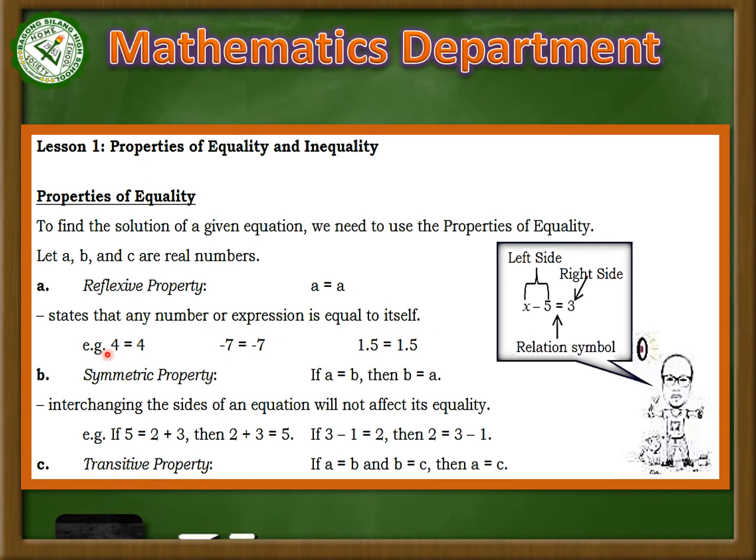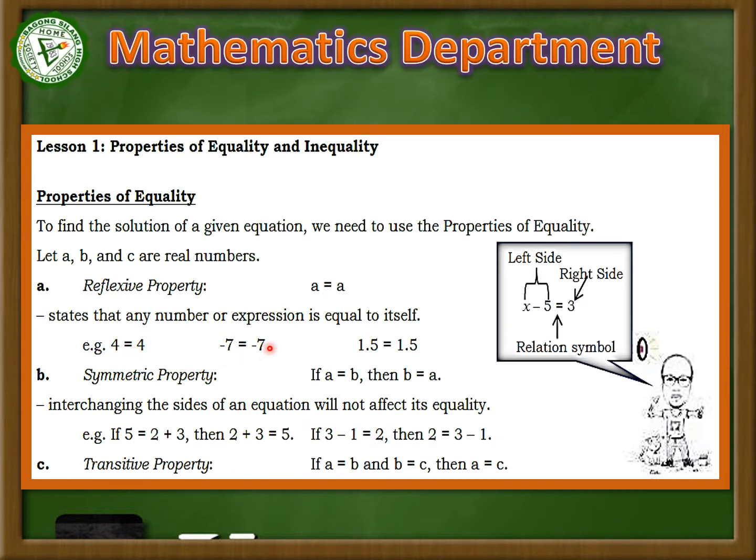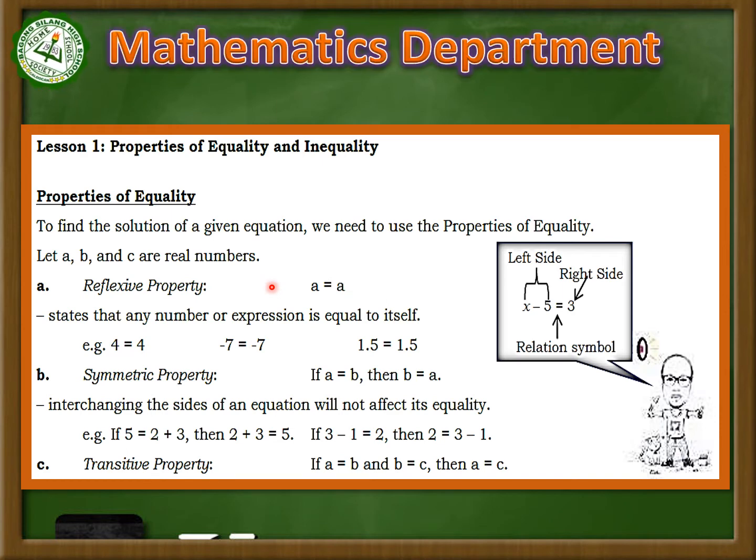For example, 4 equals 4. Is 4 equal to 4? Yes. How about negative 7? Is it equal to negative 7? Yes. How about 1.5? 1.5 equals 1.5. Reflexive property. It seems like you're facing a mirror. What you will see in front of the mirror is yourself. Am I right? Okay, let's proceed.